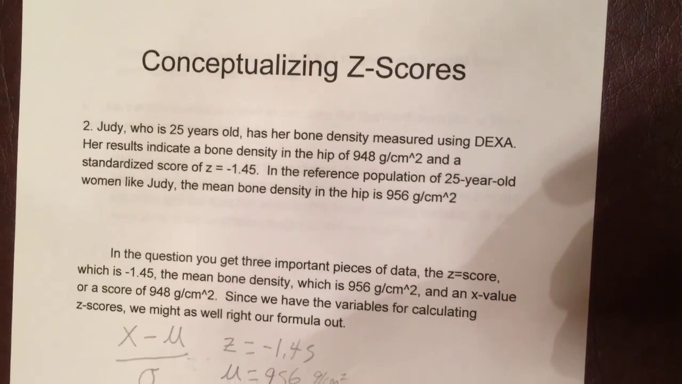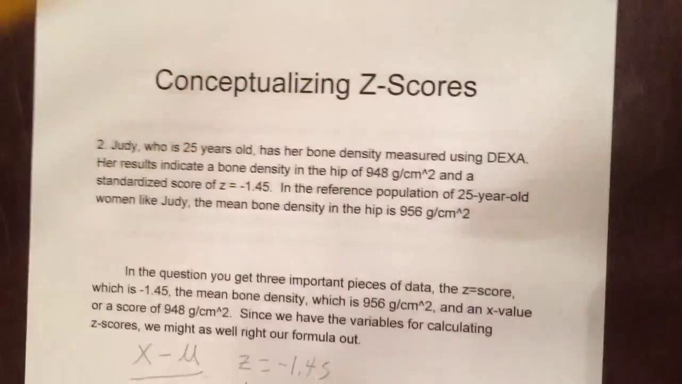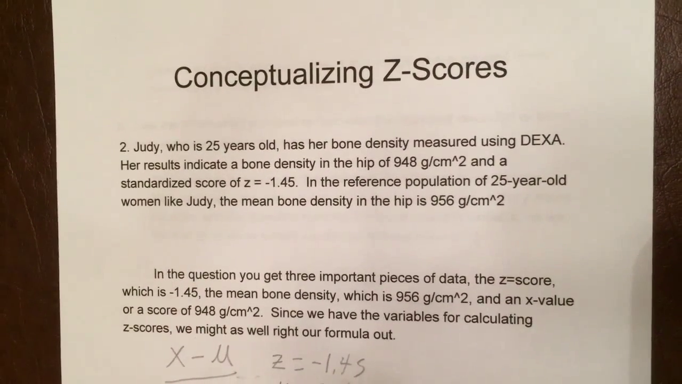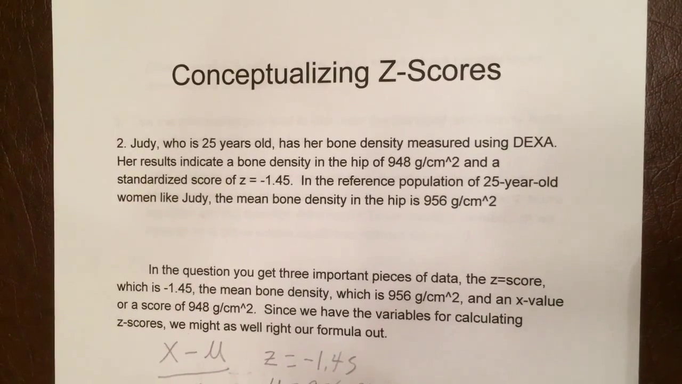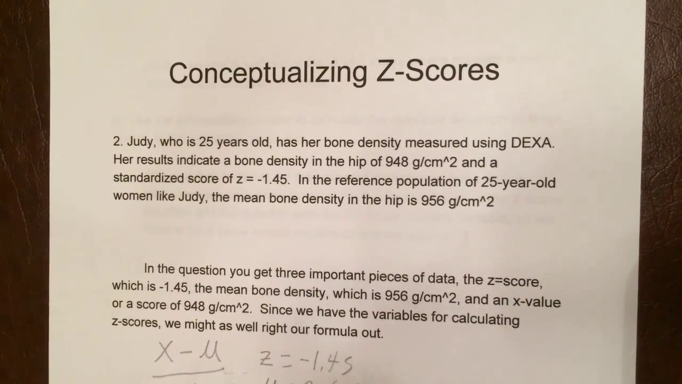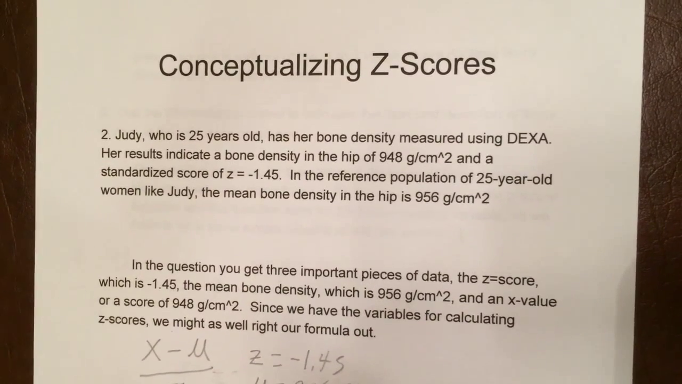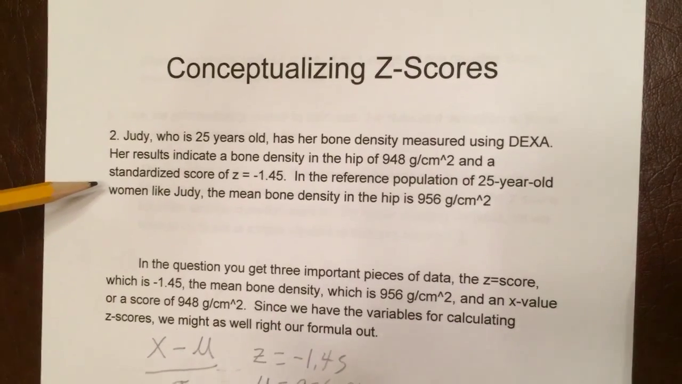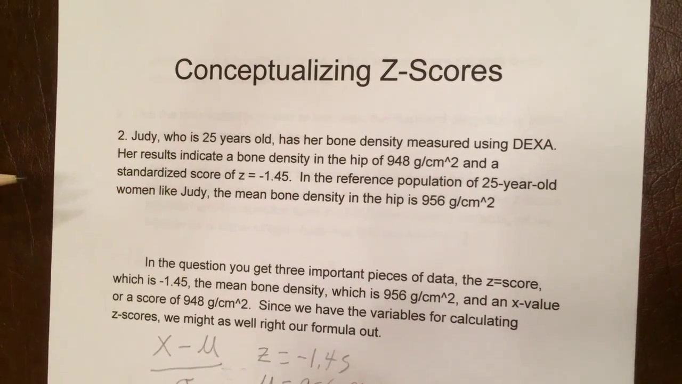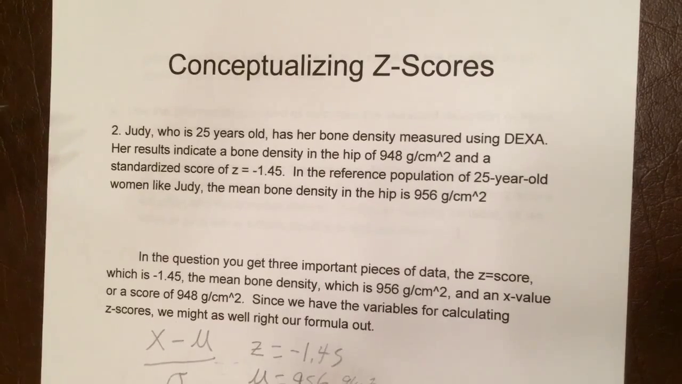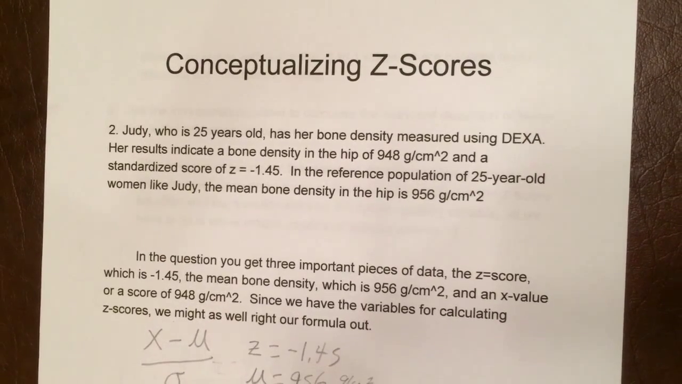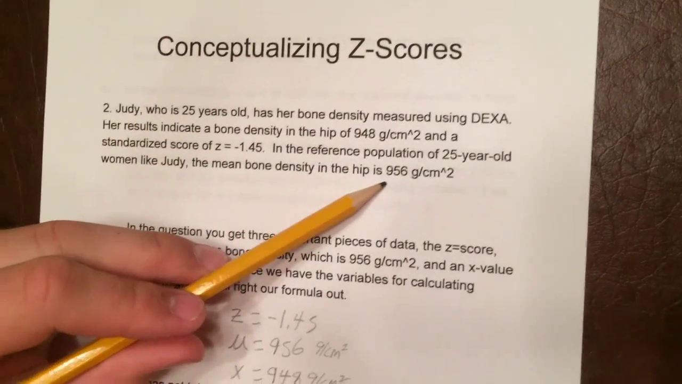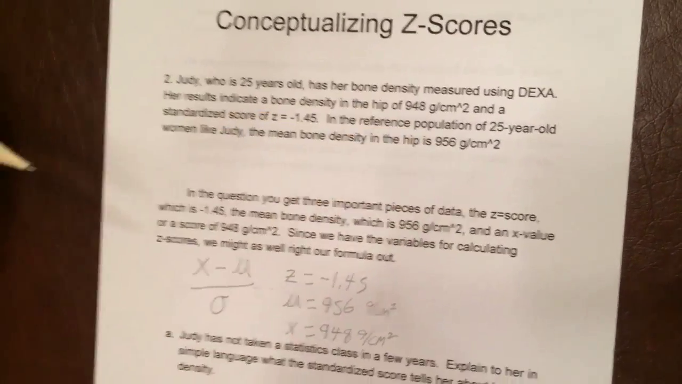In this video, we will be learning how to conceptualize z-scores. The question tells us that Judy, who is 25 years old, has her bone density measured using DEXA. Her results indicate a bone density in the hip of 948 grams per centimeter cubed, and a standardized score of z equals negative 1.45. In the reference population of 25-year-old women like Judy, the mean bone density in the hip is 956 grams per centimeter cubed.